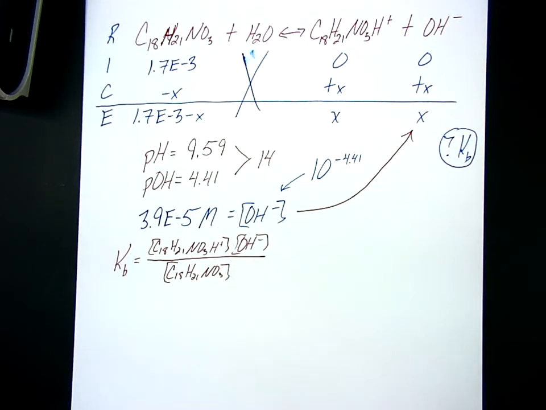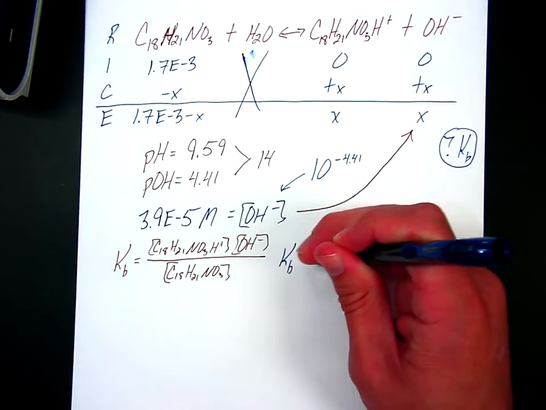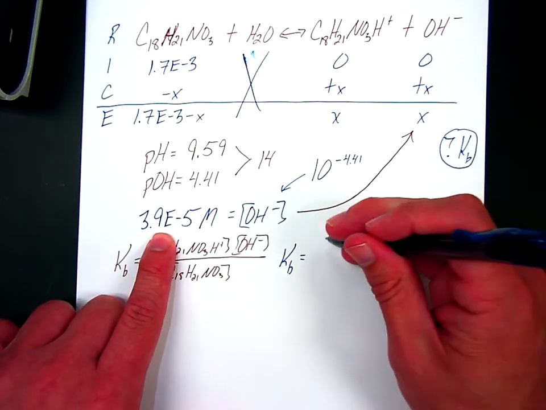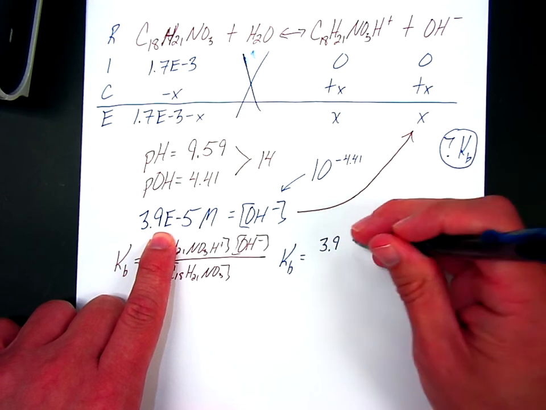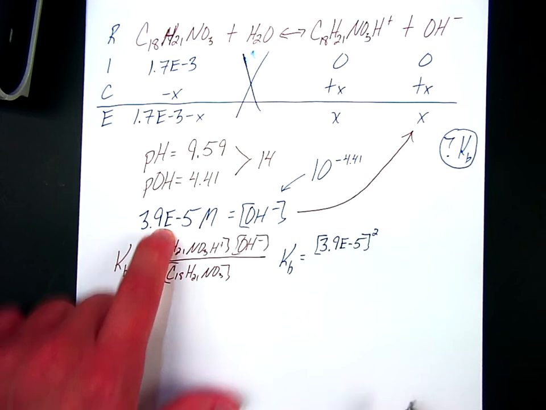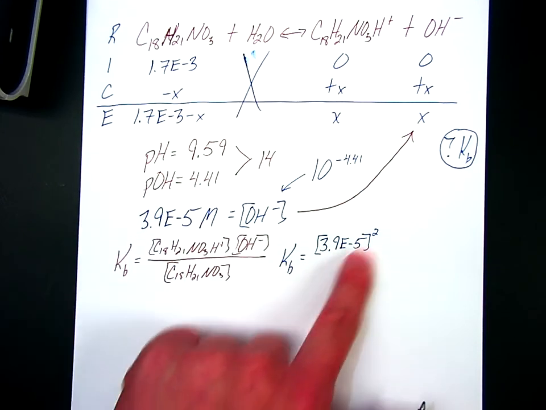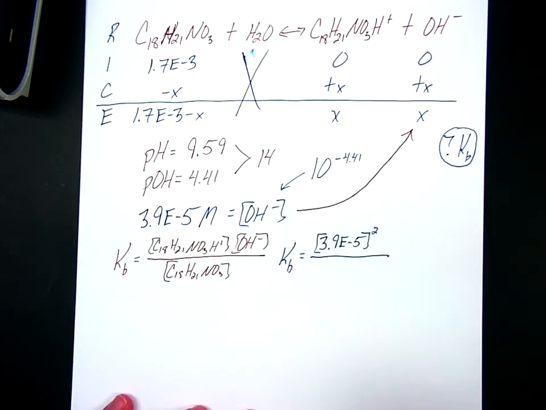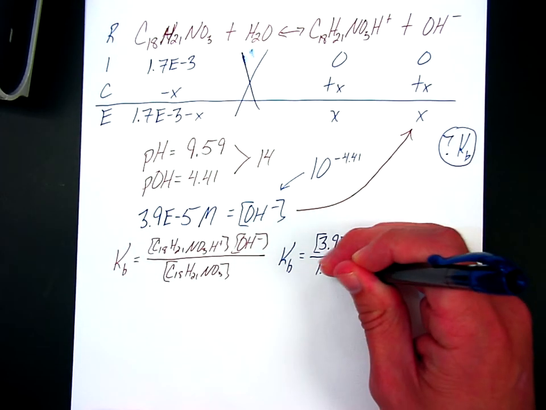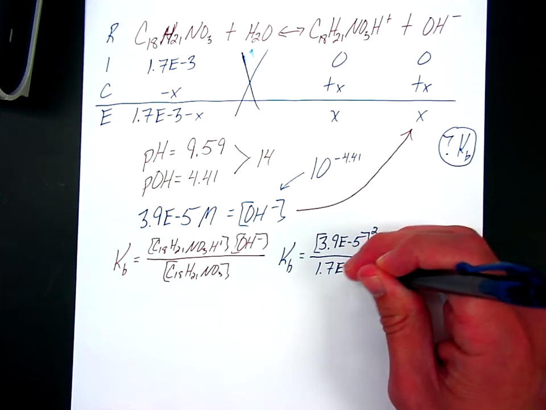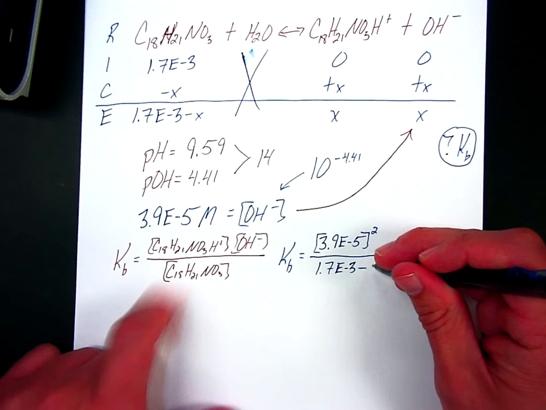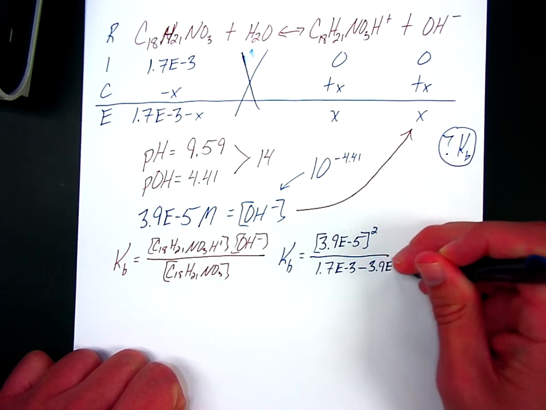All right. So let's substitute this in now. My values for the two items up here are the X's, which we have that value. It's 3.9 E negative 5, and I'm just going to square it, because it's x times x, which is a shorter way to write the expression, over this guy here, which is going to be 1.7 E negative 3. And look, it's minus x, and we know that x is this value, so minus 3.9 E negative 5.